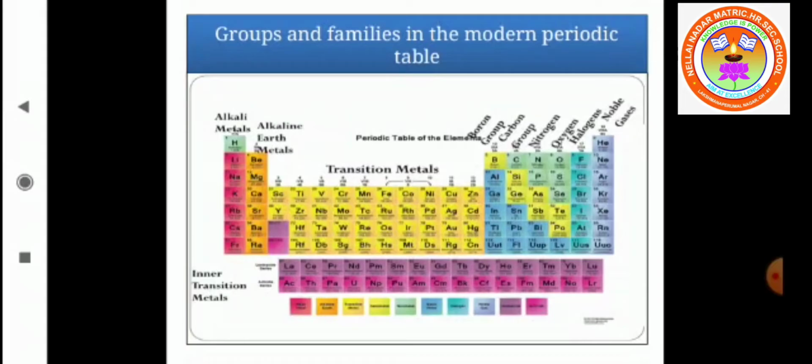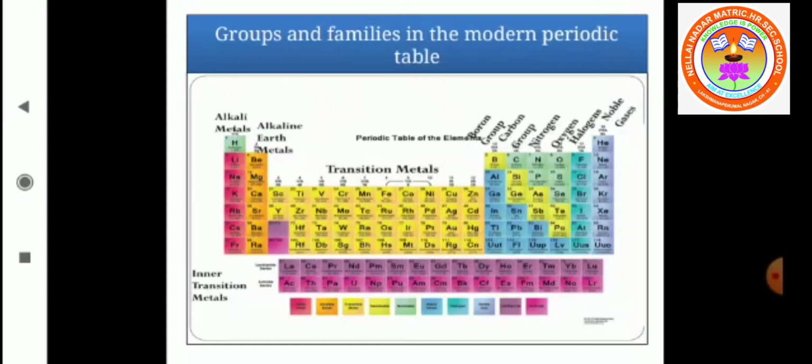Okay, children. See, the first group is alkali metals, consisting of hydrogen, lithium, sodium, potassium, rubidium, cesium and francium. So these elements are called alkali metals. So, sodium is an alkali metal. Potassium is an alkali metal.